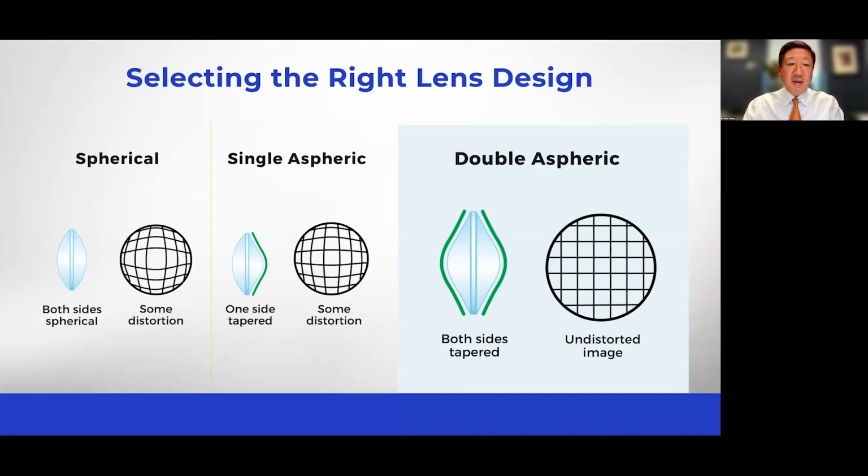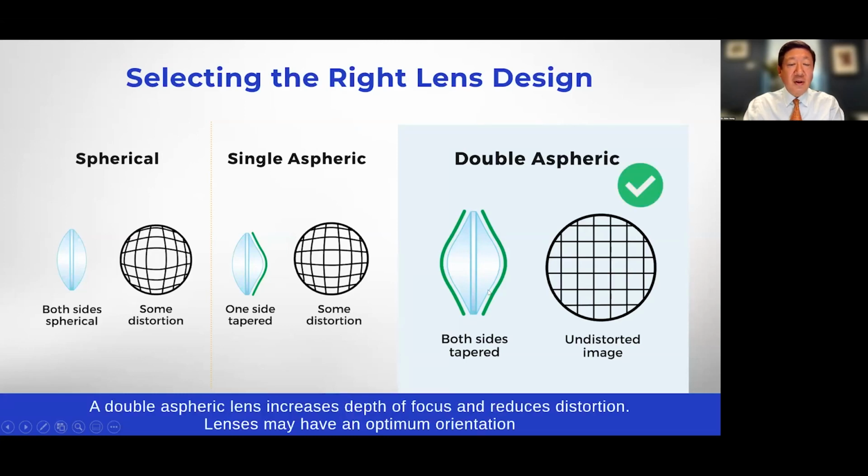All optical systems have chromatic aberration and spherical aberration, and these all distort the image. If it's just spherical, you can get an image, but there is some distortion as you look at it. A single aspheric lens, with one surface aspheric, can reduce that distortion, but a double aspheric lens, where both sides are tapered, minimizes the amount of distortion that you have. So a double aspheric lens increases the depth of focus, so more of the image is in focus, and reduces the distortion of the image to give you optimum orientation and optimum view.